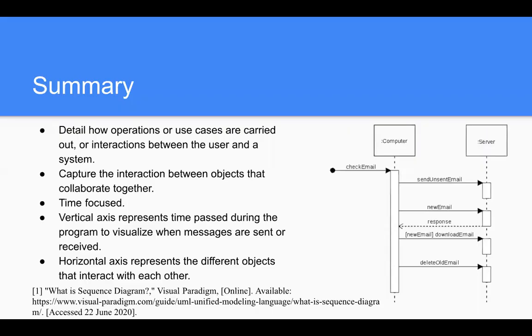First, we'll talk about what a UML sequence diagram is and what it's used for. A UML sequence diagram details how operations or use cases are carried out, or it can be used to simulate interactions between the user and a system. They capture the interaction between objects that collaborate together. They are time-focused, which is implied by the sequence in UML sequence diagram. They are represented by a vertical axis, which represents time passed during the program to visualize when messages are sent or received, and a horizontal axis, which represents the different objects that interact with each other.